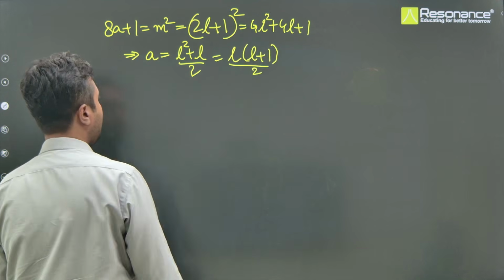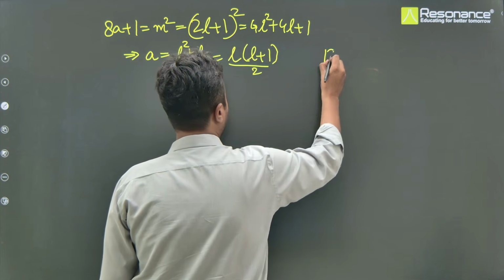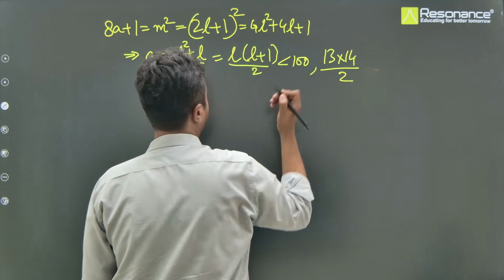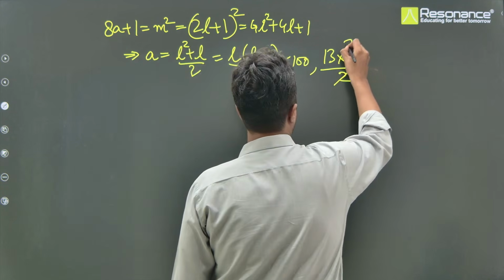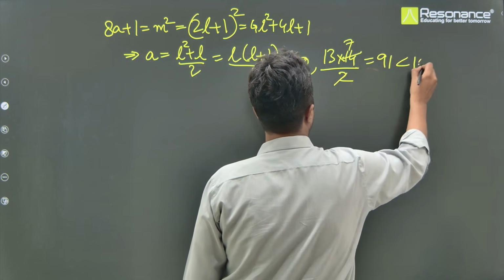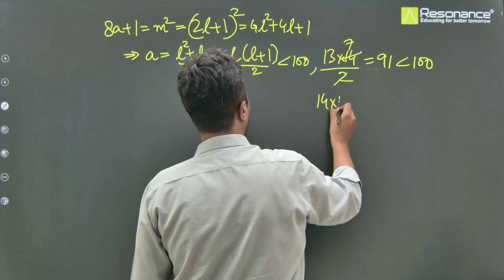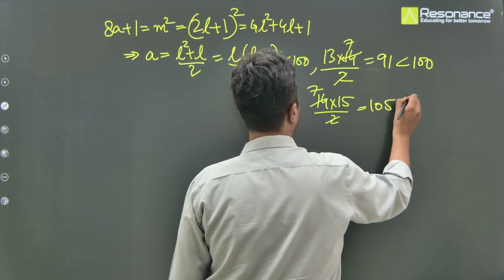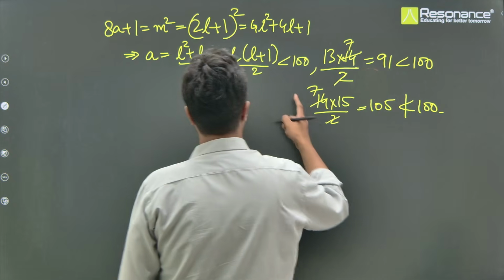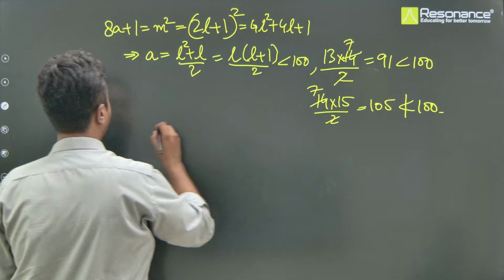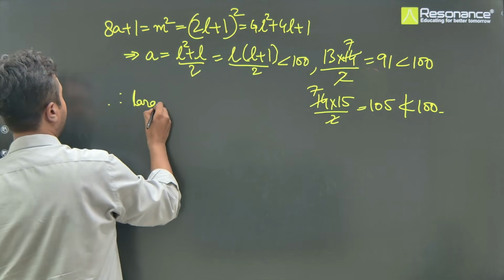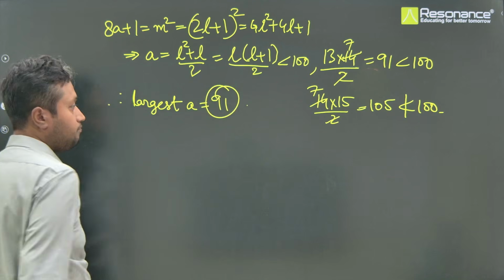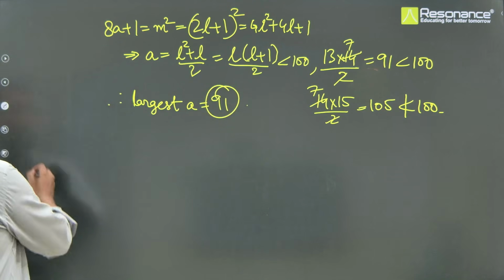The largest value I can think of is, think about this, 13 into 14 divided by 2. What is that? That is 91, and that is less than 100. If you take 14 into 15 by 2, you have crossed it. So the best value of a is that number. Therefore, largest a is 91. Okay.